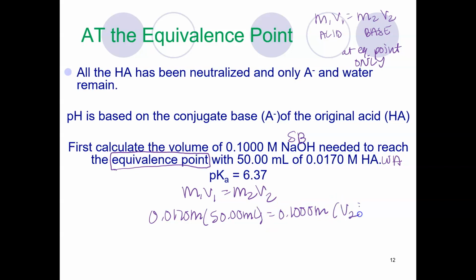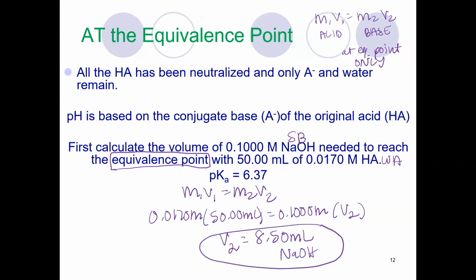The volume of the base, I don't know, so I would grab my calculator and do my math, and I get 8.50 milliliters. So at the equivalence point, we would have 8.50 milliliters of NaOH. That's when we would see that giant jump happen. Okay, so that's one question that I could ask. I asked the same question with strong acid, strong base, and we answered it the exact same way.